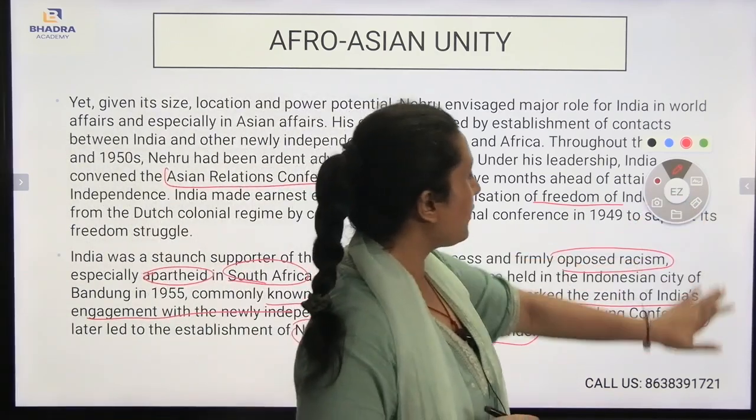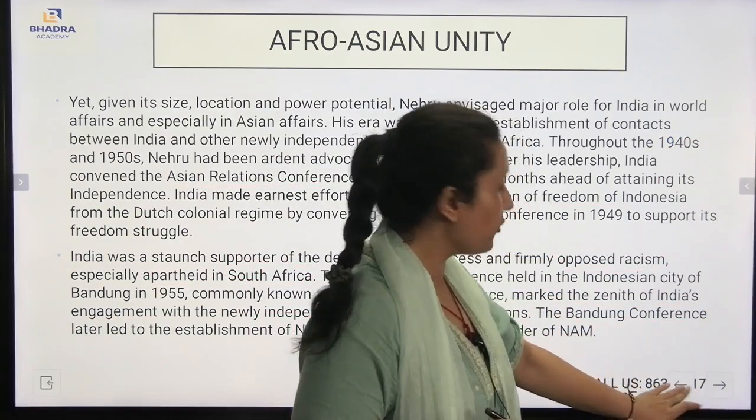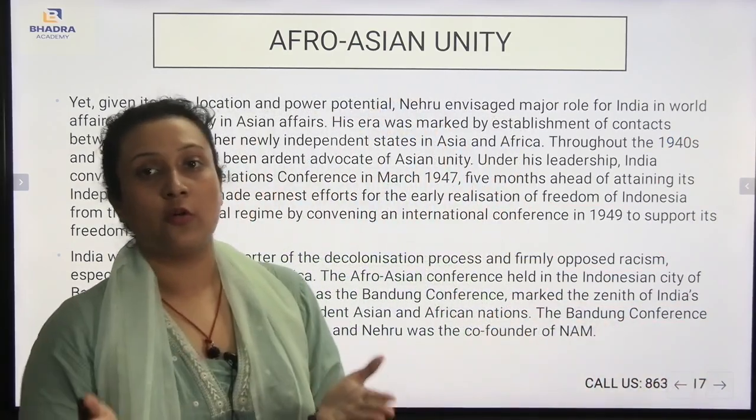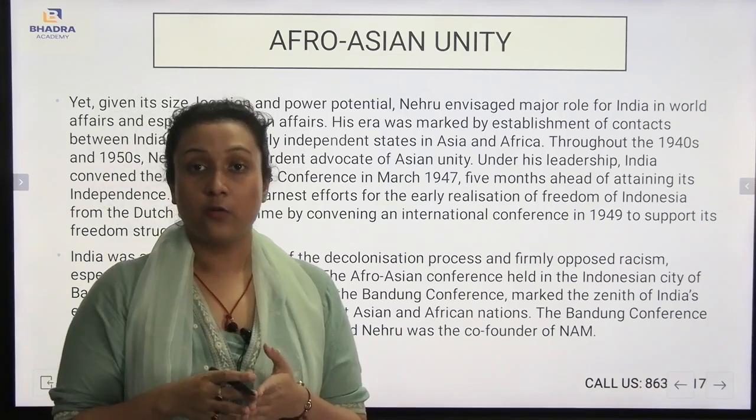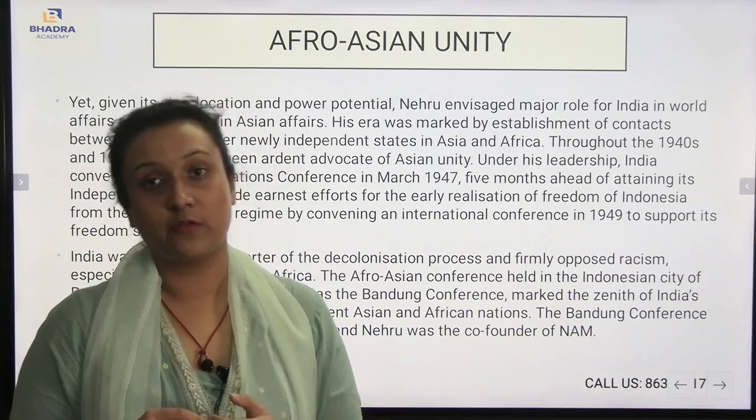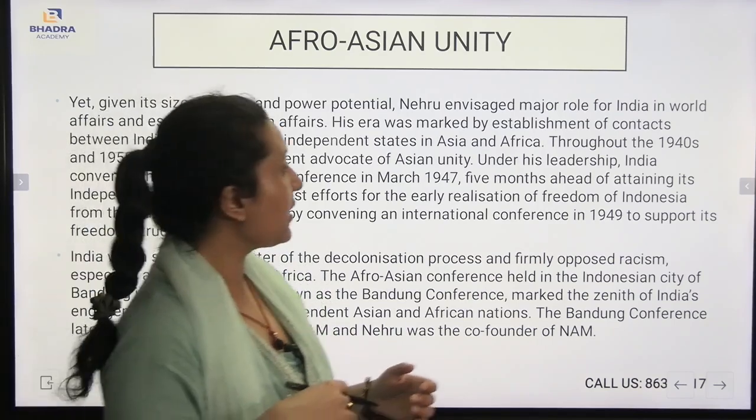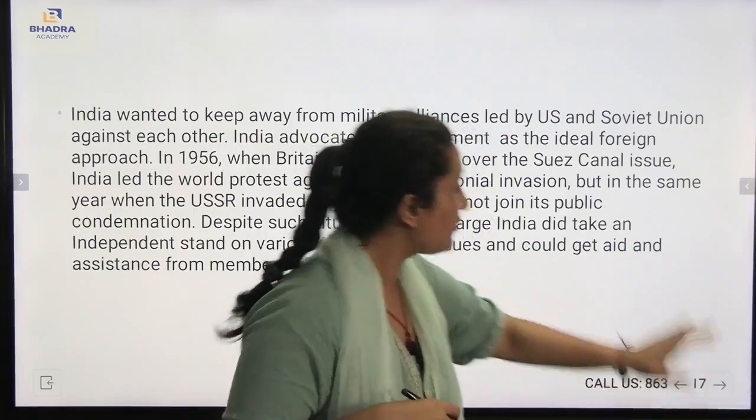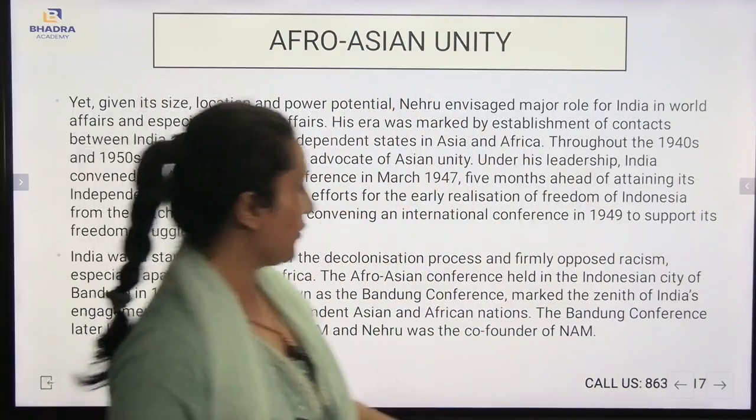I hope you have understood the Afro-Asian unity. So today we have understood the non-alignment movement, and we have also learned about the international context, and how Jawaharlal Nehru was a part of it. Also, we have understood the Afro-Asian unity.